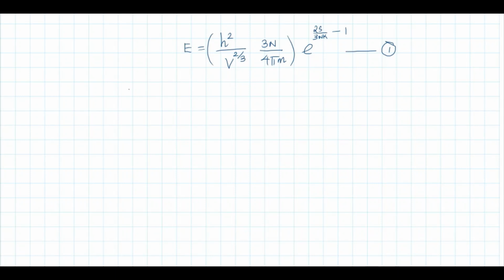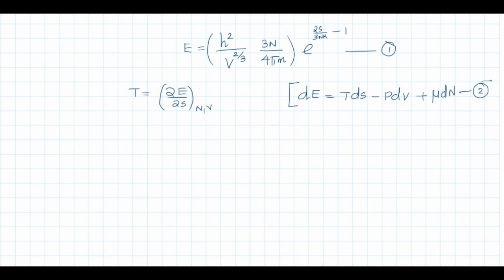Once you have energy, then we have this thermodynamic relation: T is equal to dou E by dou S at constant N and V. From where I got this expression? We already have from thermodynamics dE is equal to T dS minus P dV plus mu dN. This is our expression in thermodynamics. Call this equation number 2. At constant N and V, dE is equal to T dS. So T is equal to dou E by dou S at constant N and V.